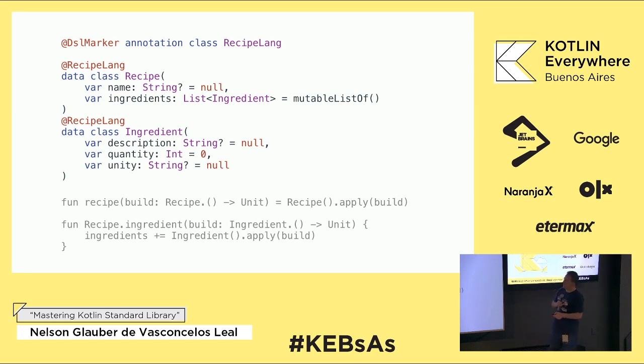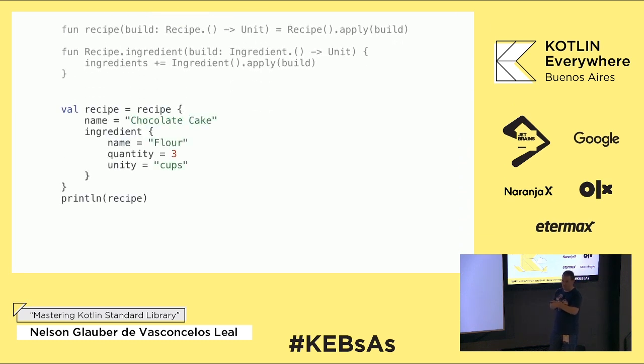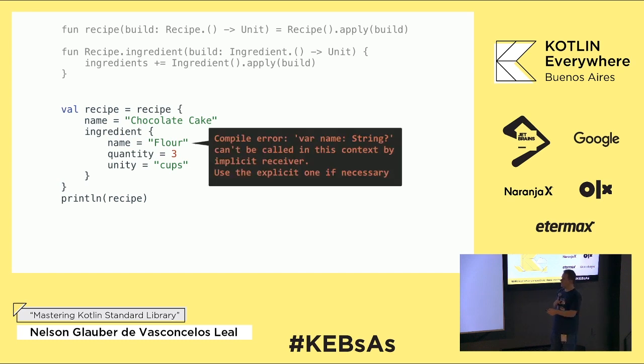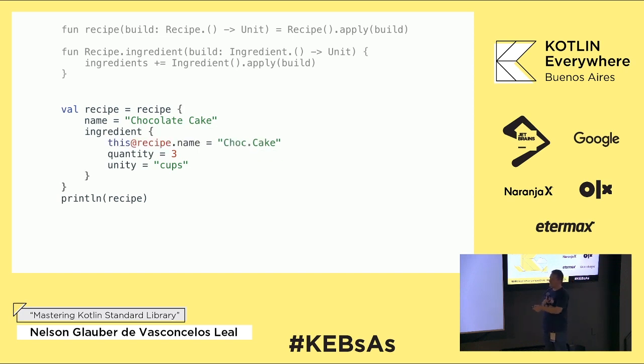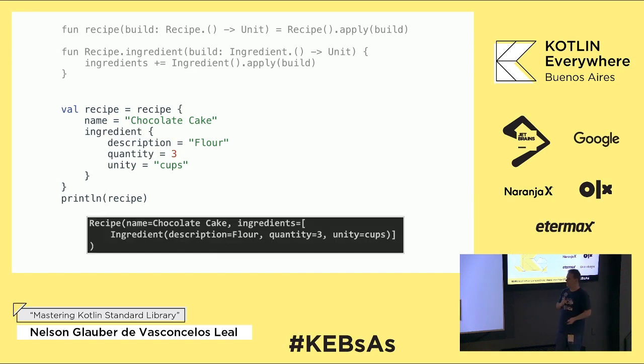So I define the two classes here, with RecipeLang as the name of my annotation. Now, if I try to run the same code, I'll get this error because I'm trying to access the name property, which is not the ingredient property, it's the recipe property. Of course, you can access the name property this way and the code will work, but actually what we want here is the description field. And now the chocolate cake has its first ingredient. Of course, you can add more ingredients, but I can see my cake is in progress, okay?